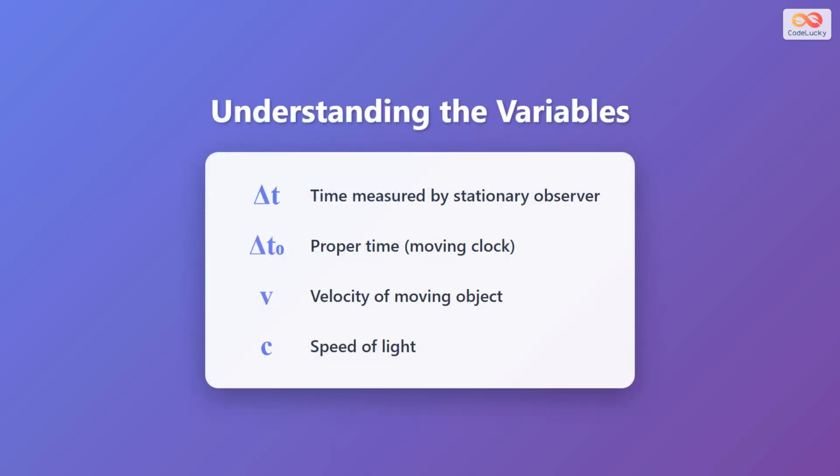Let's break down what each symbol in the formula represents. Delta t is the time measured by the stationary observer, the person watching from the outside. Delta t0 is called the proper time, which is the time measured by the clock that's actually moving with the object. The variable v represents the velocity of the moving object, how fast it's traveling through space. And c is the speed of light, a universal constant equal to approximately 300 million meters per second.